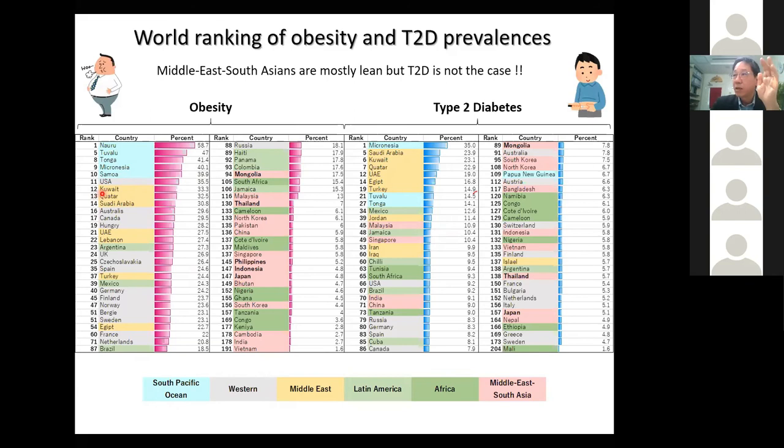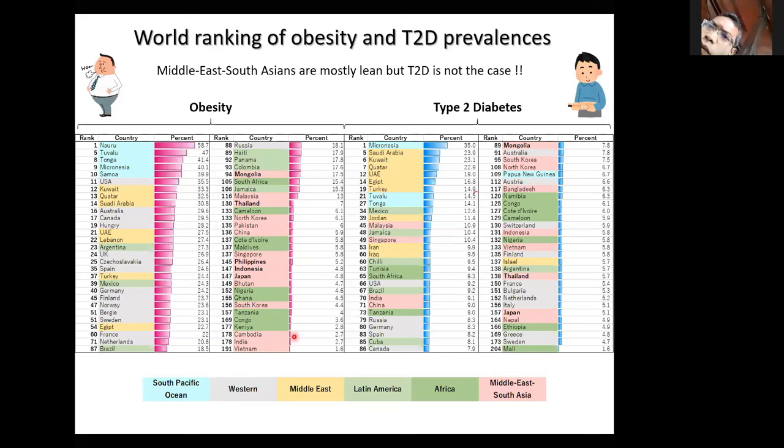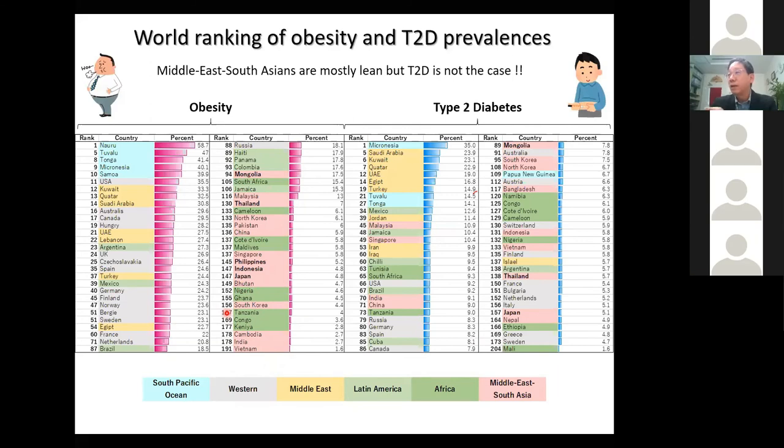And following them are the Western countries, USA, Canada, Australia also, and also Middle East countries follow. And how about the Asian countries? Asian countries are colored by salmon pink, and the Asian countries ranked in the lowest rank. So this simply says that the Asian people are slim.